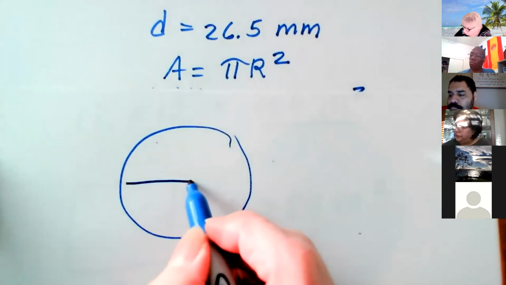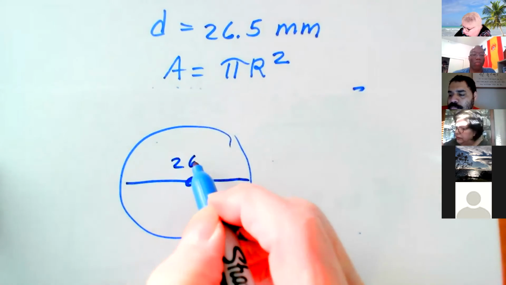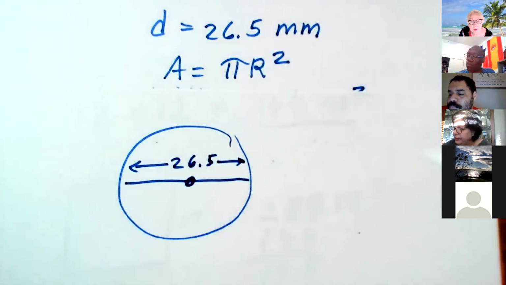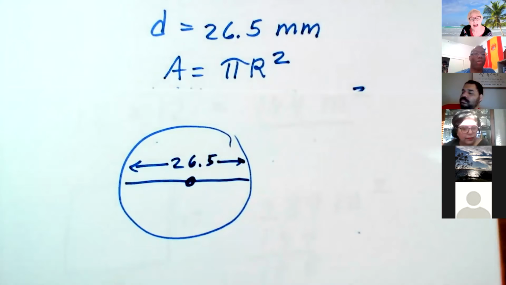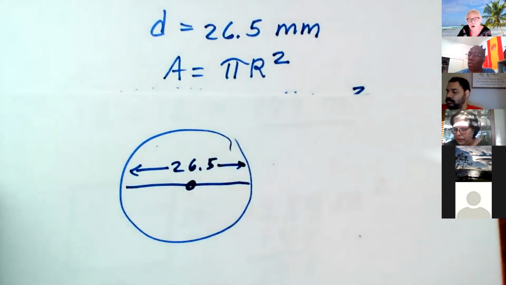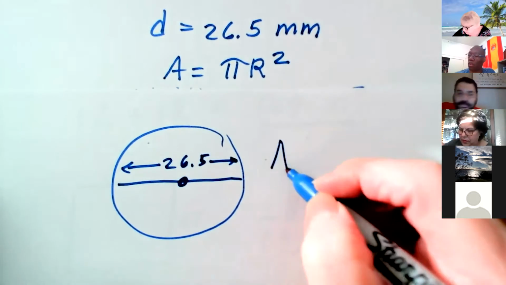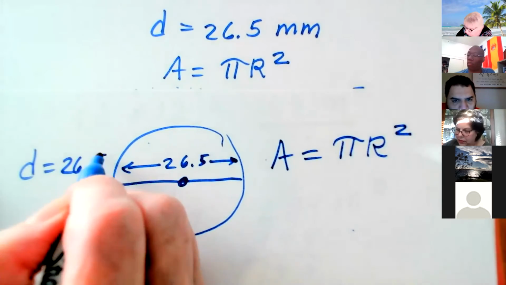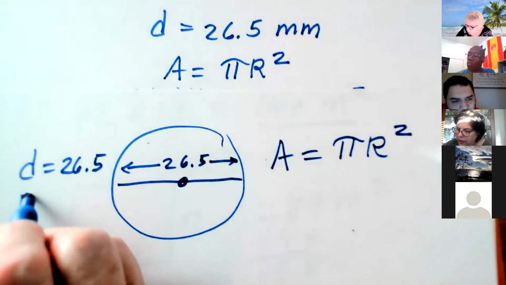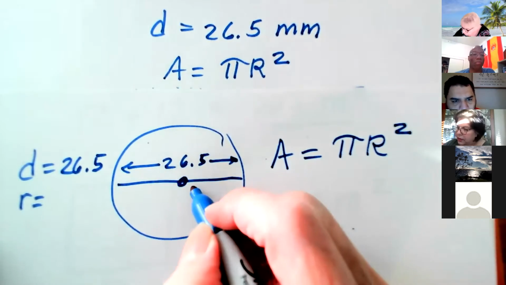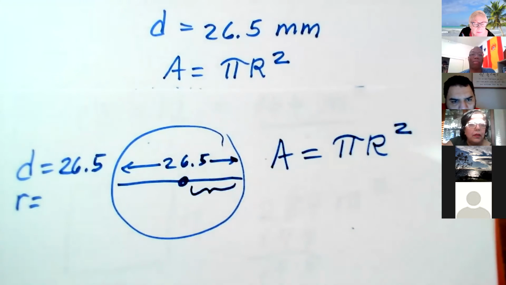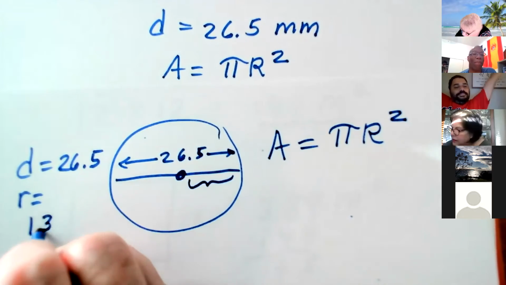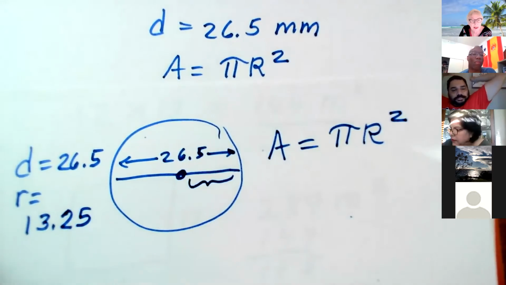Here's the coin. What they gave us was 26.5 for this diameter. Agreed? But they want the area. And if this is the formula, we do not have the radius. If the diameter is 26.5, the radius would have to be what? Radius is half of that. So this is 13.25.